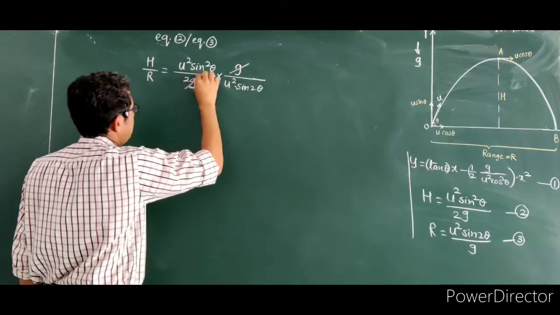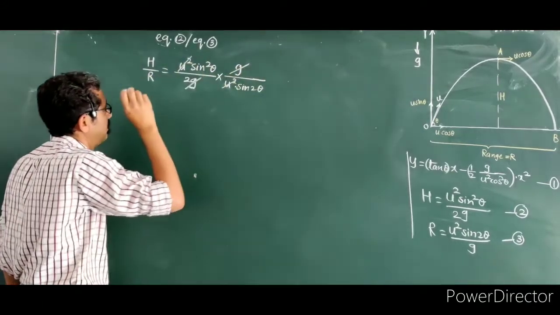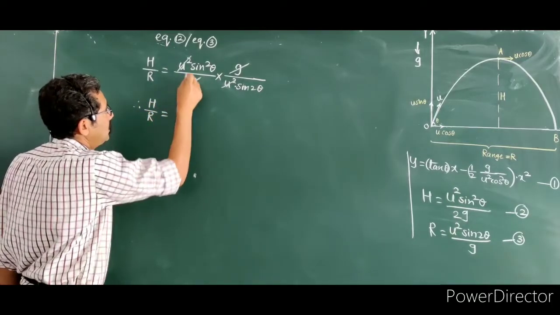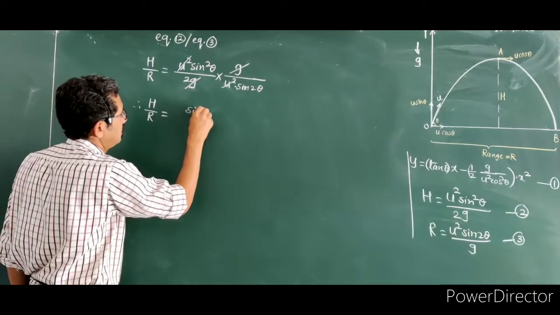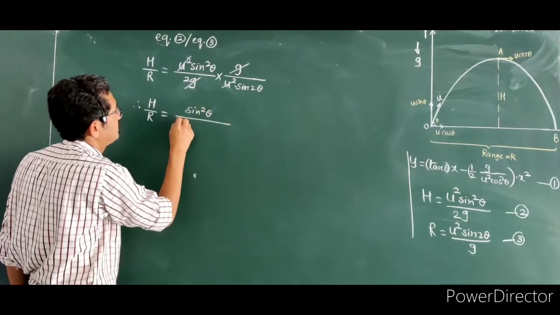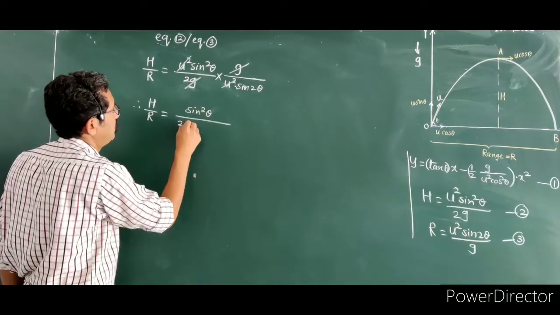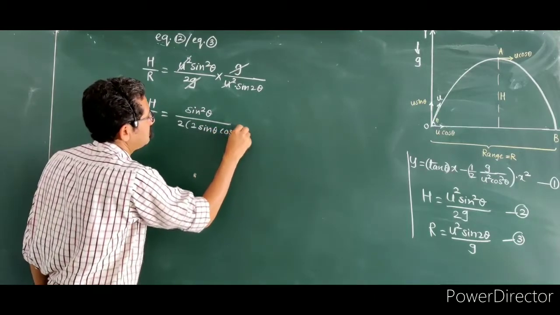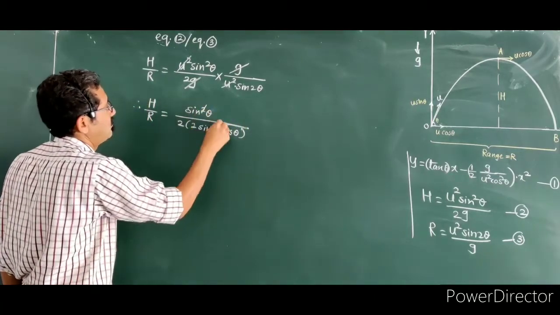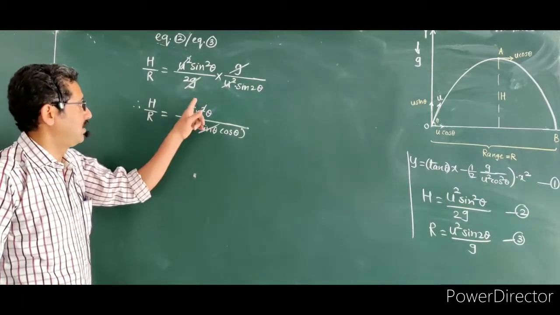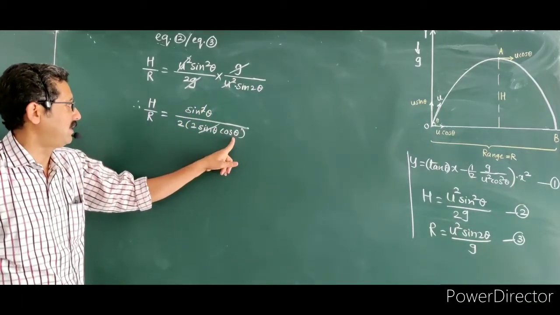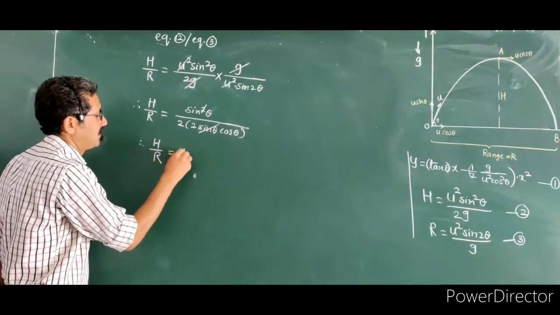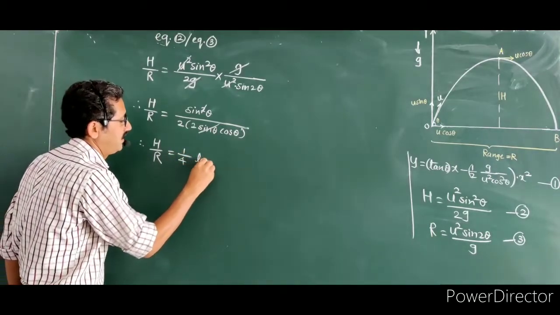Now understand that g will get cancelled, u squared will get cancelled, and therefore I get that h divided by r is equal to sine squared theta divided by 2, and sine 2 theta I would write as 2 sine theta cos theta. So one term of sine theta will get cancelled. Sine theta upon cos theta will give me tan theta. 2 into 2 is 4. So I get h upon r is equal to 1 by 4 tan theta.